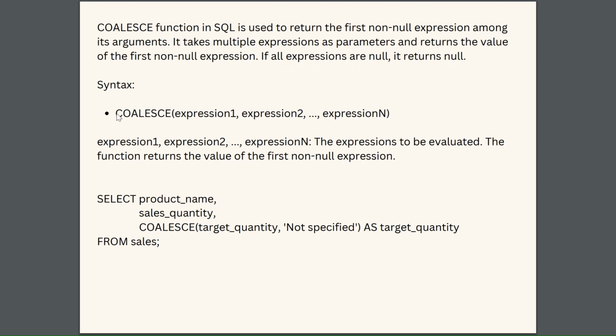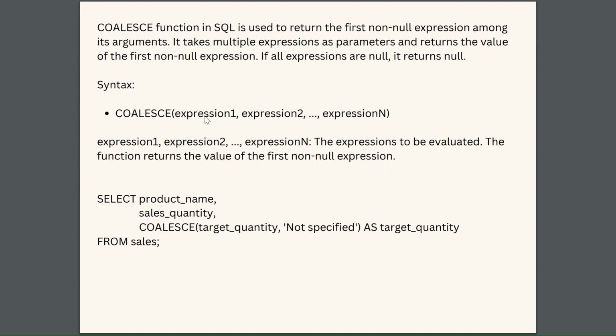And the syntax for COALESCE function is COALESCE, and inside parentheses we will specify expressions. It can be columns, it can be equations, it can be single scalar values, and we can give n number of expressions in COALESCE function. Expression 1, expression 2, expression n are the expressions to be evaluated. The function returns the value of the first non-null expression.